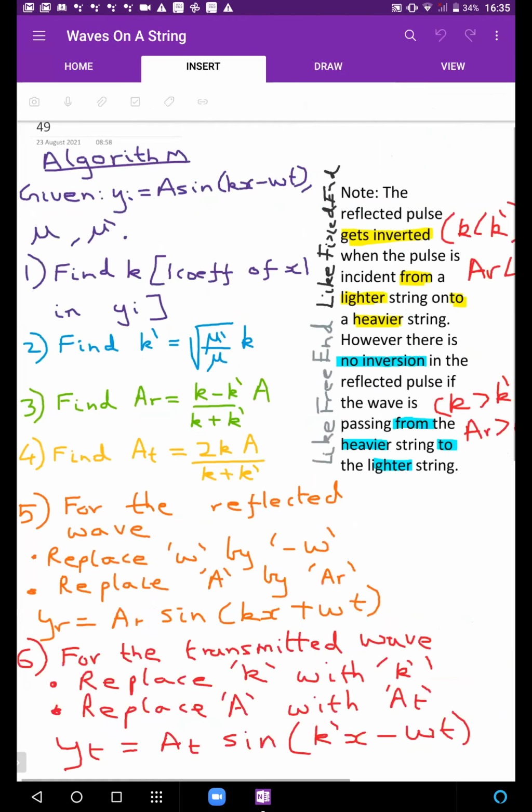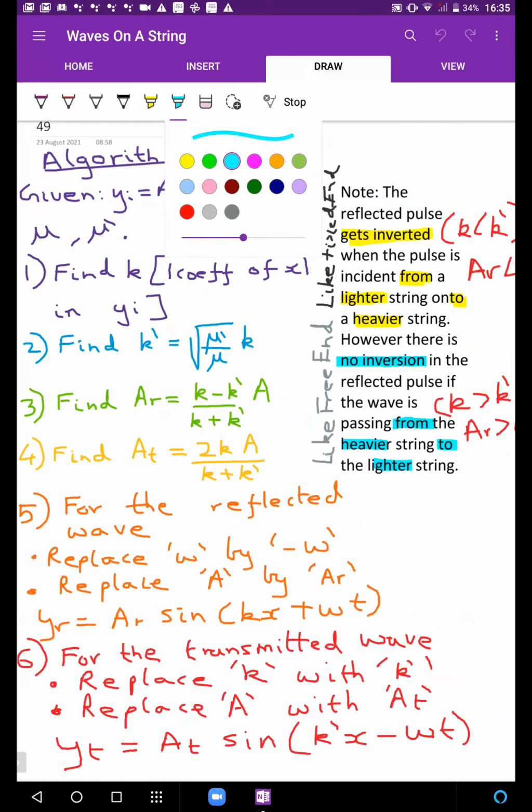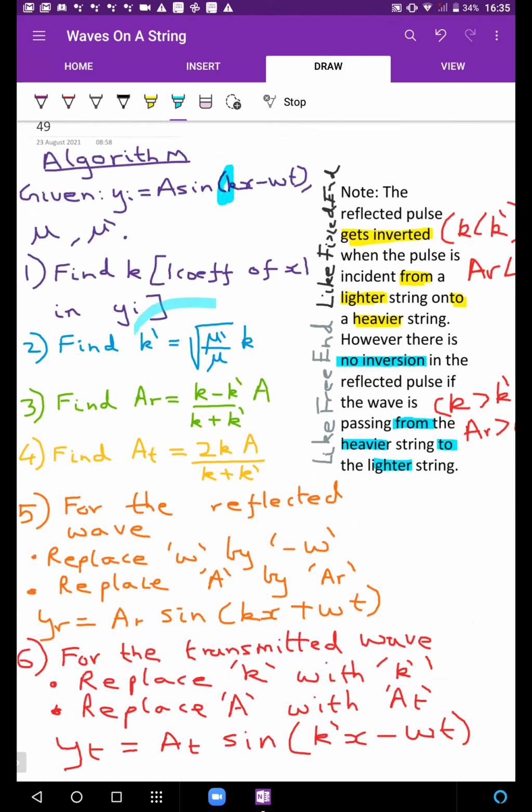Please go through it. Your steps when you make any transformation is you first find k by looking at the coefficient of x. Okay, incident wave का k निकाल दो. Find k dash. Use this correctly. Find k dash. K dash is proportional to root mu. Mu is linear mass density. फिर find AR using this formula and AT using this formula.